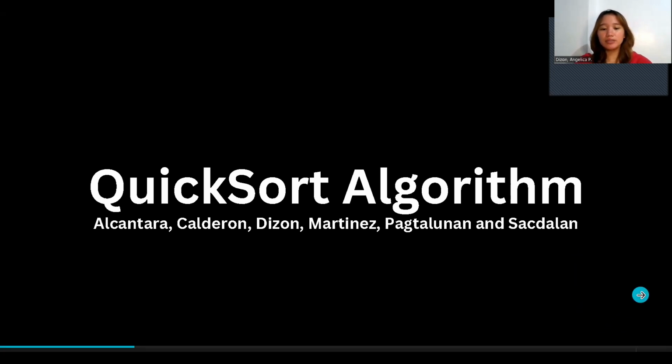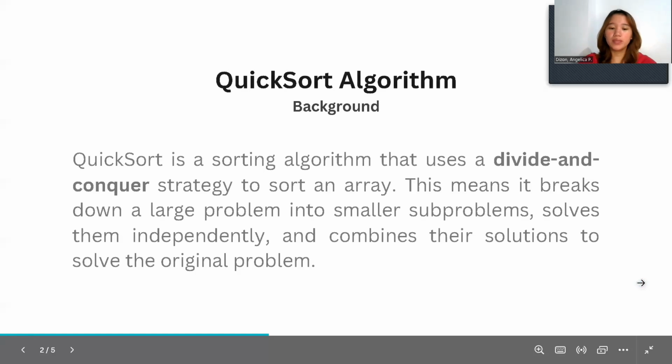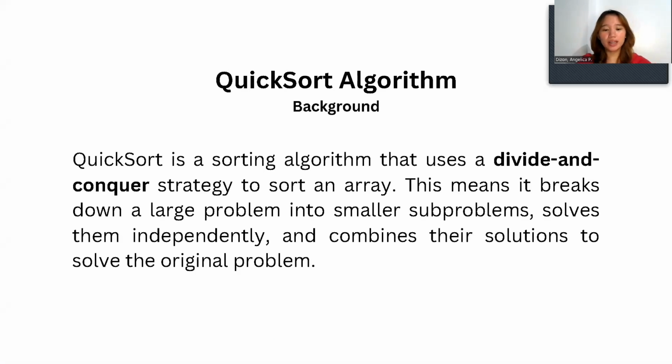First, let's define the sorting algorithm. Quicksort is a sorting algorithm that uses a divide and conquer strategy to sort an array. This means it breaks down a large problem into smaller subproblems, solves them independently, and combines their solutions to solve the original problem. Quicksort is particularly powerful because it can sort an array very quickly on average.